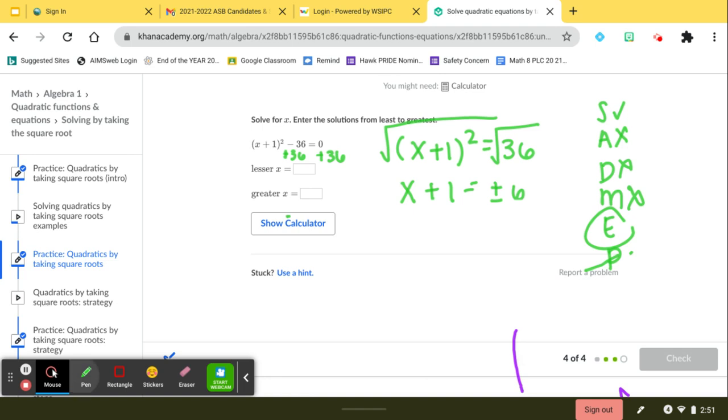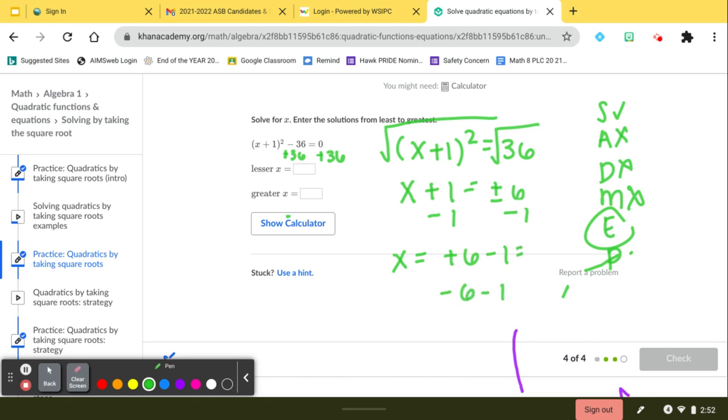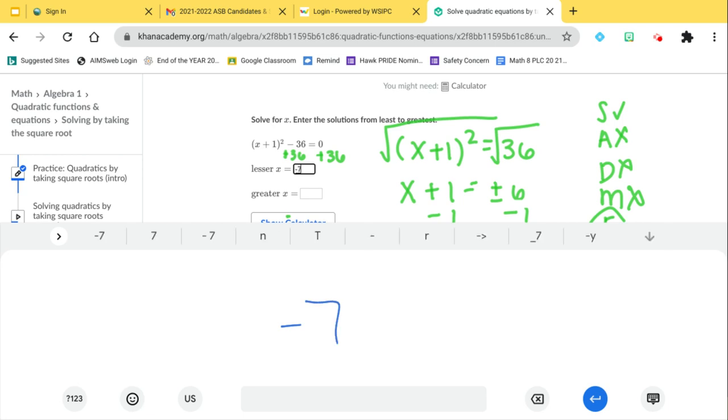So then continuing to solve for x, we need minus 1, minus 1. So x is equal to positive 6 minus 1 and negative 6 minus 1. So that would be 5 and negative 7. So those are my two solutions. So negative 7 and 5.